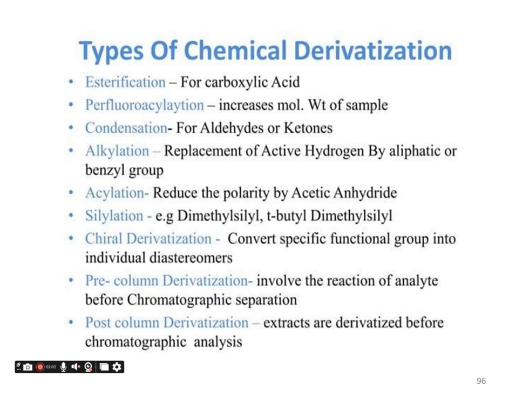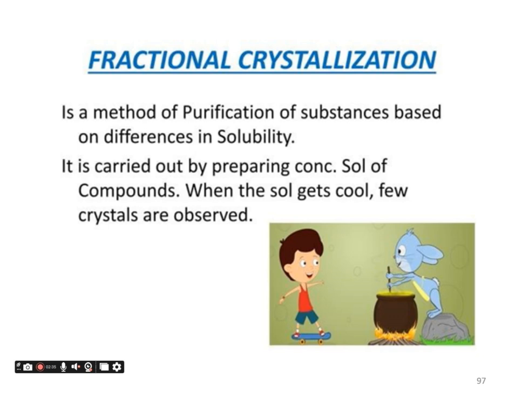That is esterification. Esterification means the conversion of carboxylic acid into a non-polar group. Then condensation for aldehydes and ketones. Alkylation, which is the replacement of active hydrogen by an aliphatic or benzyl group. Acylation, which reduces the polarity by using acetic anhydride. Silylation, where dimethylsilyl and tertiary butyldimethylsilyl are used for derivatization. Then pre-column derivatization and post-column derivatization are generally used for chromatographic methods.